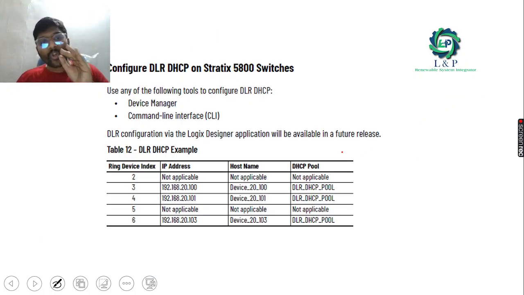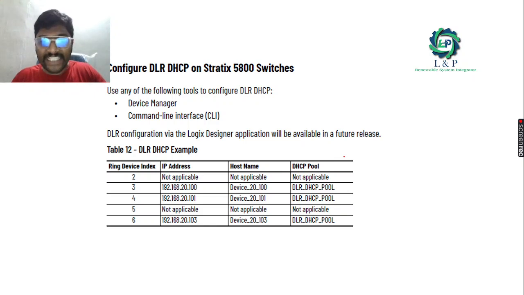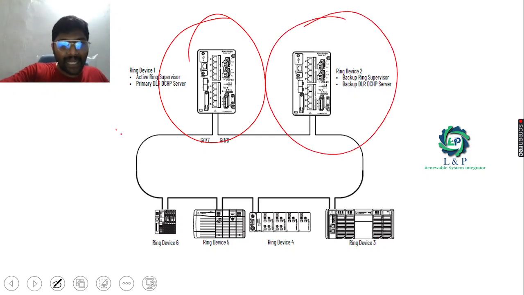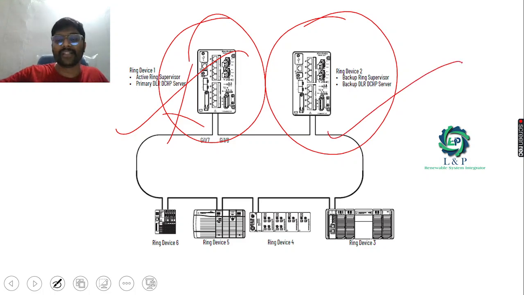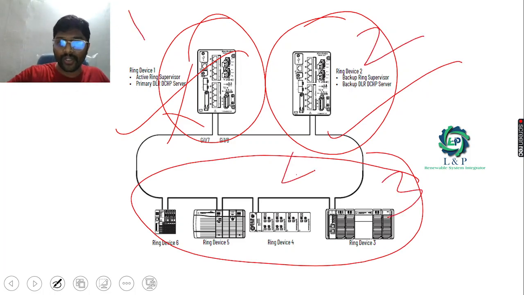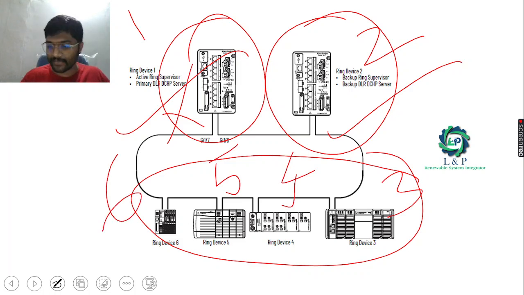Now, if you are configuring the DLR DHCP for those devices, consider you have 6 different devices which are connected to it. For 2 and 5, you don't need to apply any sort of IP addresses, but for the others you need to assign. How you are going to consider this is the ring 1 and this is the ring 2. It will act as a primary, that is supervisor. Once this fails, this will take over as a backup supervisor, and control all the other devices. Assign the node ID as 1, 2, 3, 4, 5 and 6.